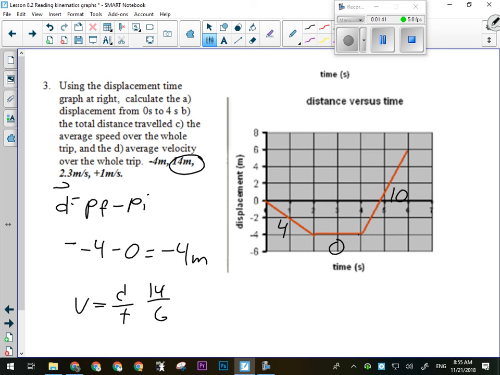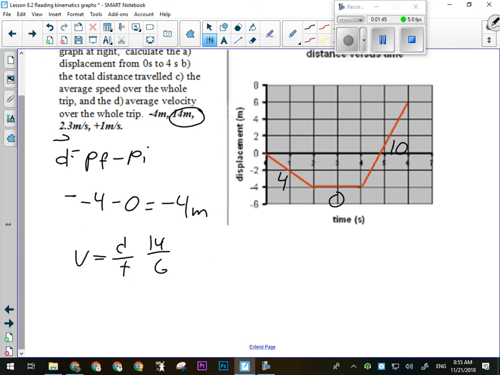And then lastly, average velocity over the whole trip. I haven't calculated the total displacement over the whole trip yet, and I'm going to need that. So that's going to be final position minus initial position divided by time. My final position is +6, my initial position is 0, and the total time is 6 seconds. So we're looking at +1 meter per second as our average velocity over the whole trip. Making sense?